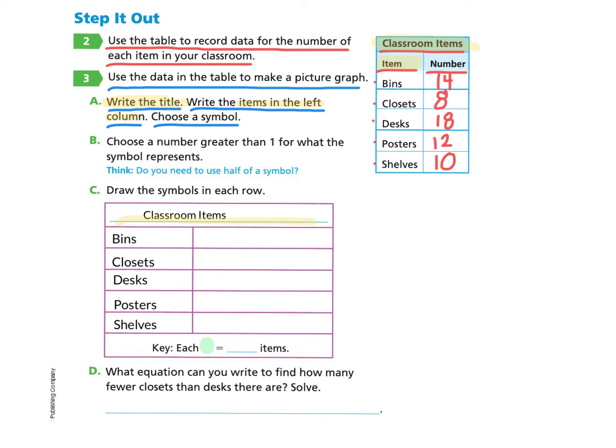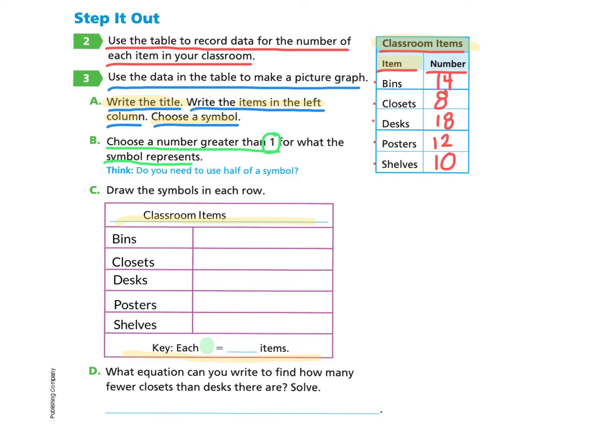Our last direction asks us to choose a symbol. I'm going to choose a green circle for my symbol, and I'm going to put that in the key, which is located at the bottom of the pictograph. Part B asks us to choose a number greater than 1 for what the symbol represents.